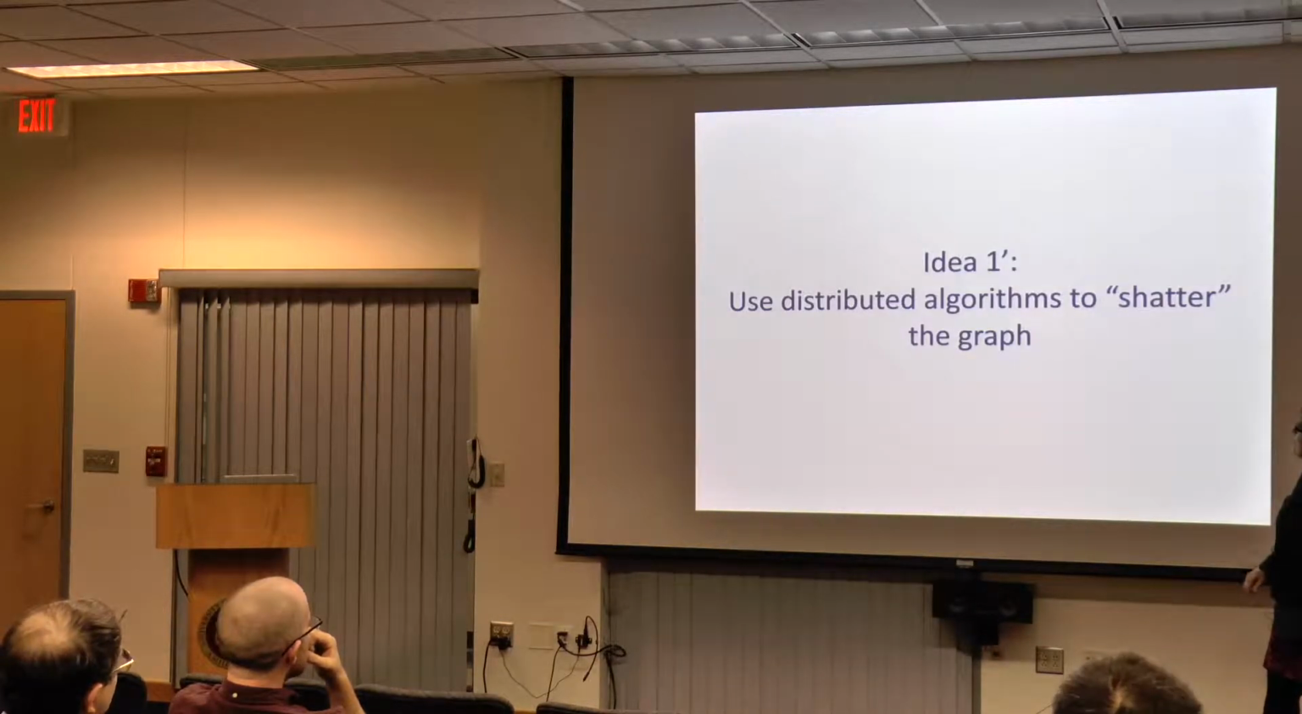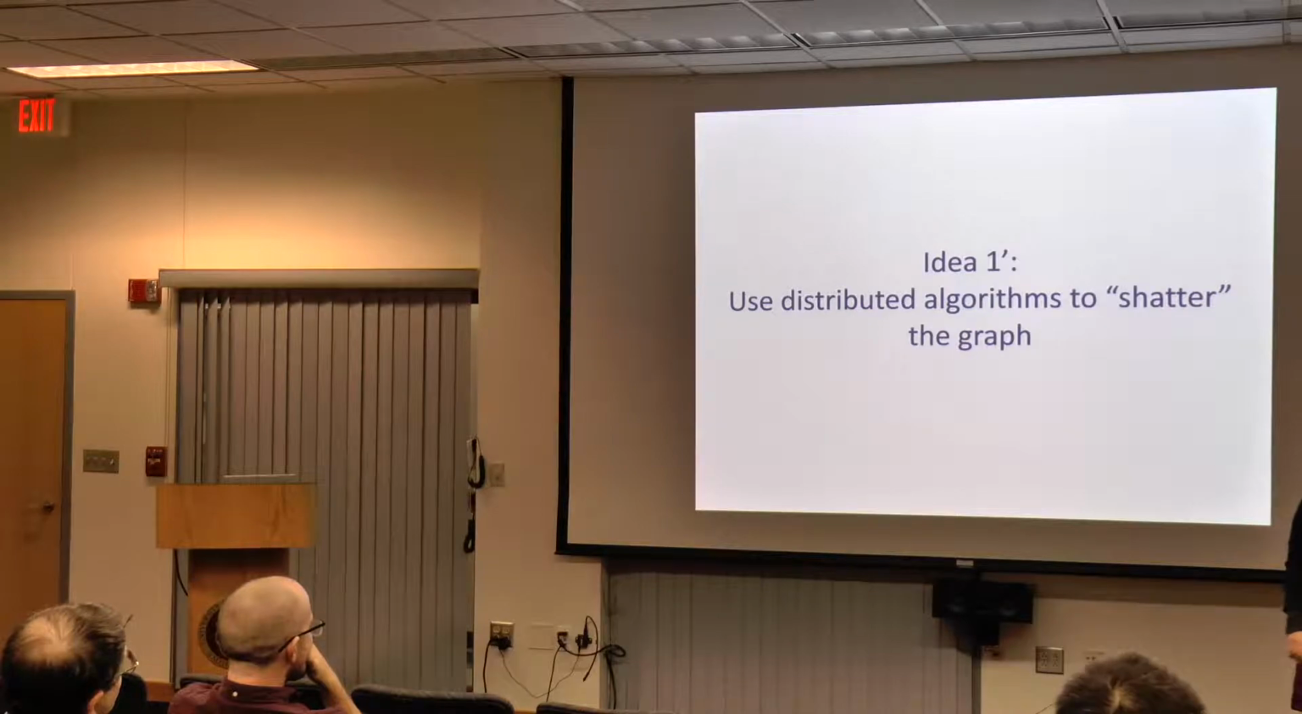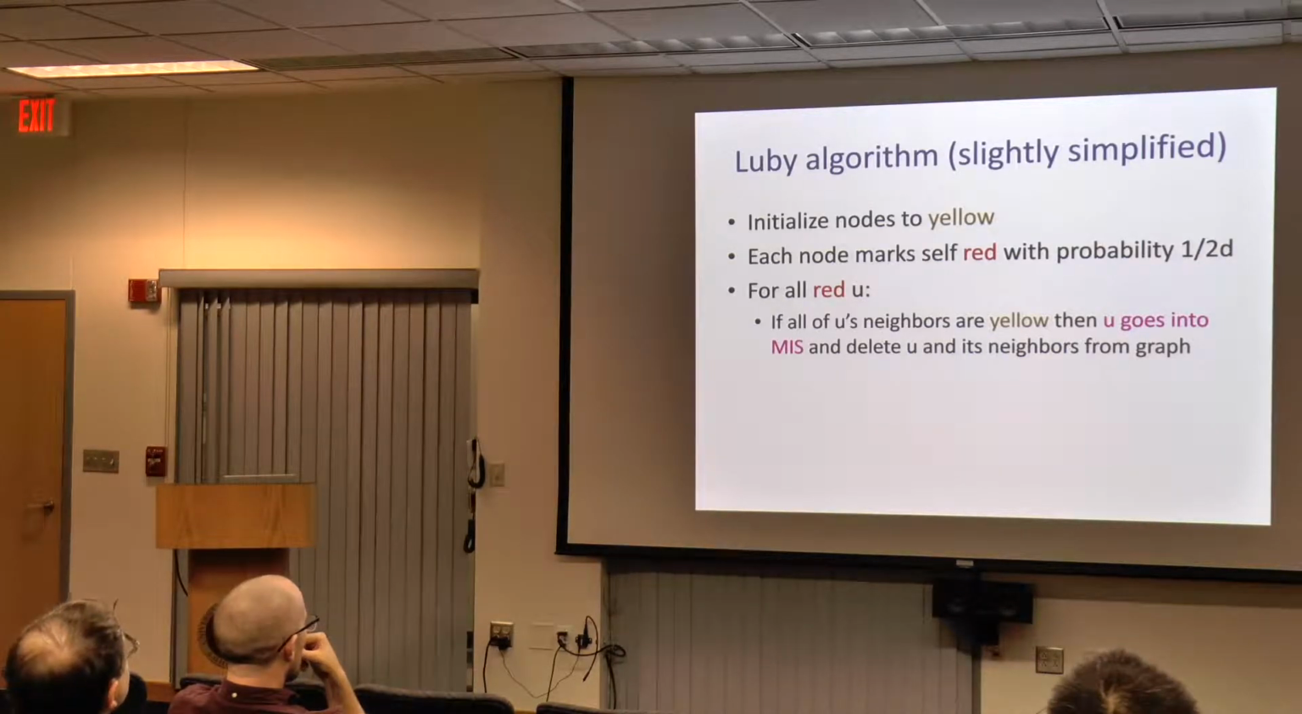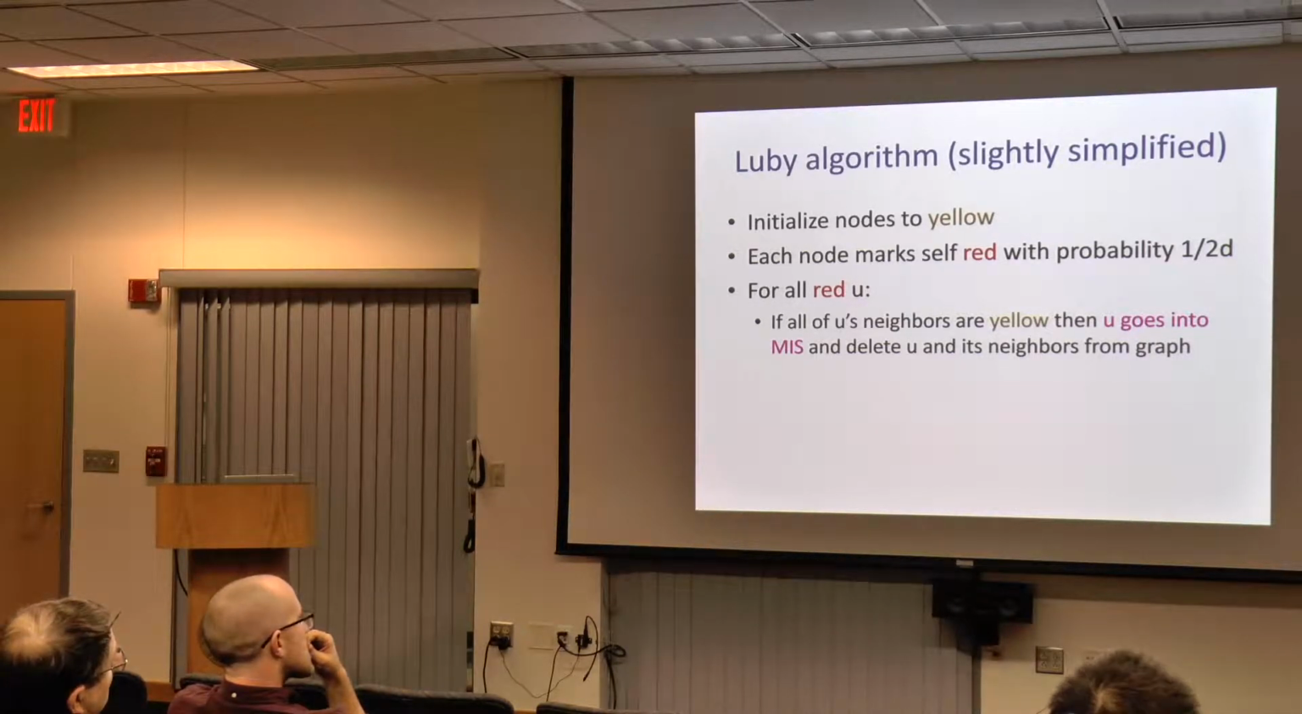Okay, so I want to say a bit more of something we do on top of this idea of simulating the radius k ball. And to do that, I want to describe for you Luby's algorithm, which is slightly simplified. I'm giving you a simpler version, and we're not going to run it to the end. In this algorithm, I'm trying to find a maximal independent set. So how would I do this?